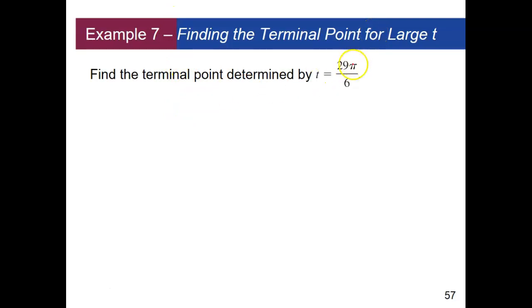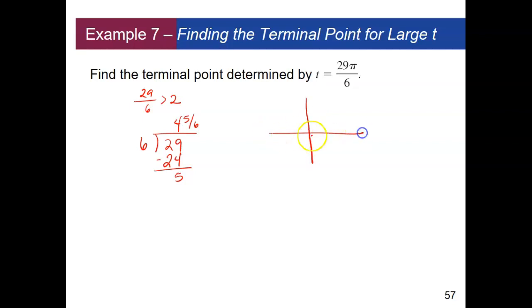So what I want to do when your fraction is greater than 2 and it's not showing up on the unit circle is actually divide this out by hand. So I'm going to do 6 into 29 doing long division. So 6 will go into 29 4 times. So 4 times 6 is 24. Okay, so 29 over 6 is the same as 4 and 5/6.